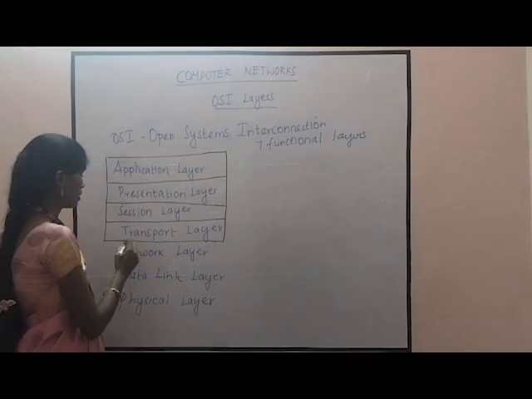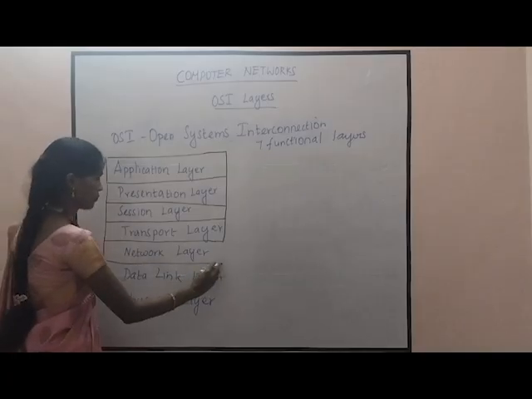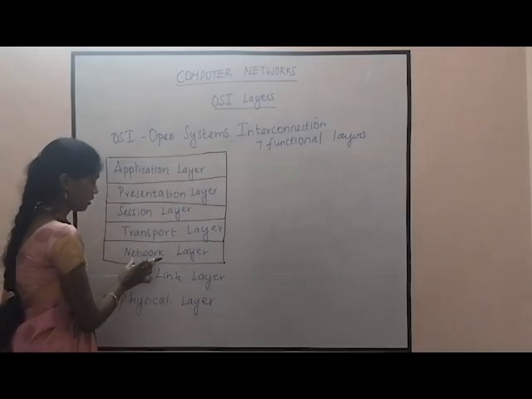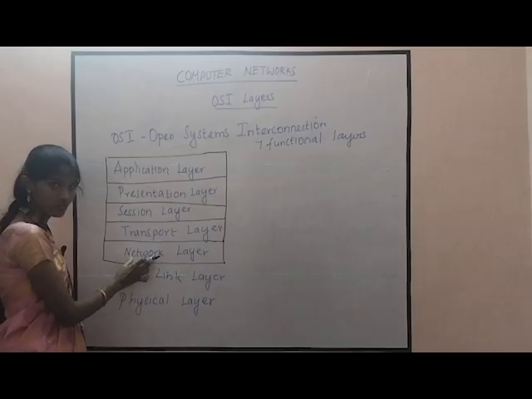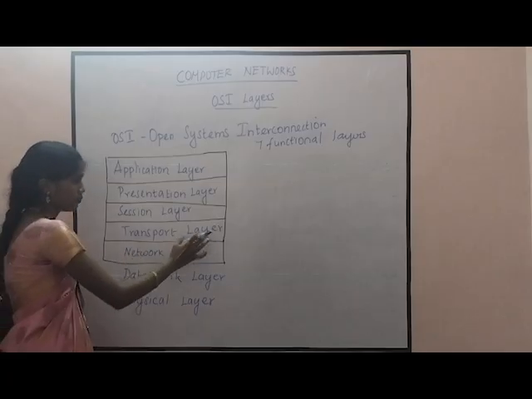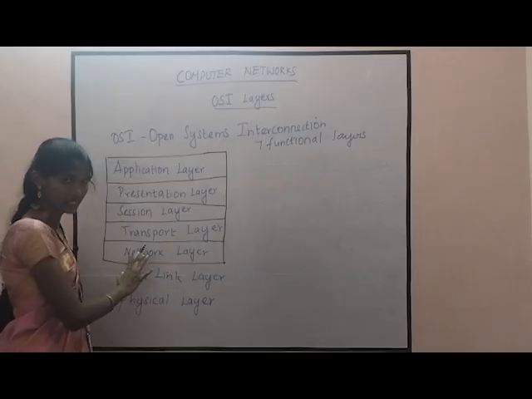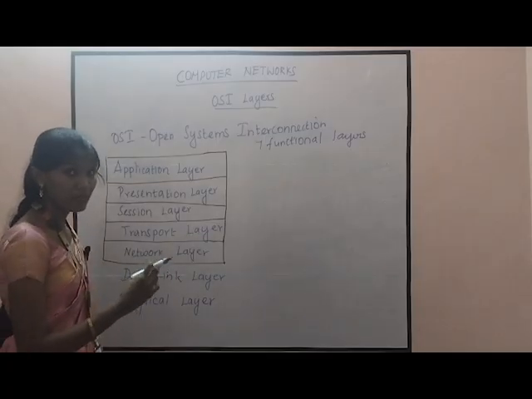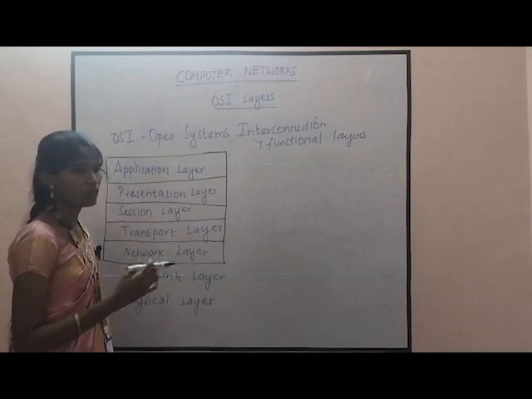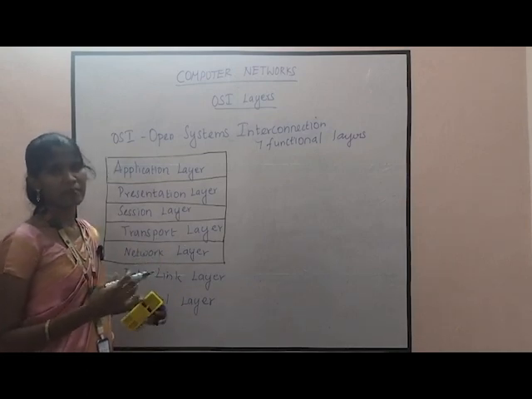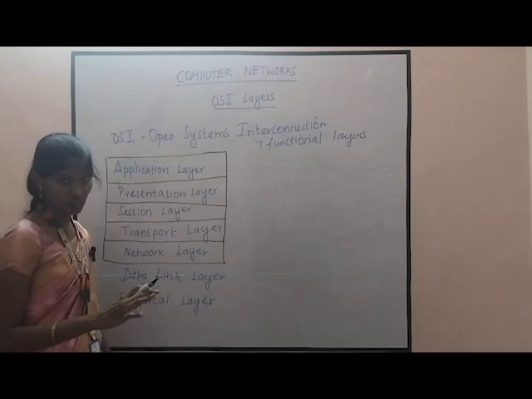Now let us learn about the network layer. Understand this word, network. Before this we never had this word. Now we have network, which is to make communication between two different networks. You all know we have n number of networks: LAN, WAN, MAN, PAN, different types of networks are there.